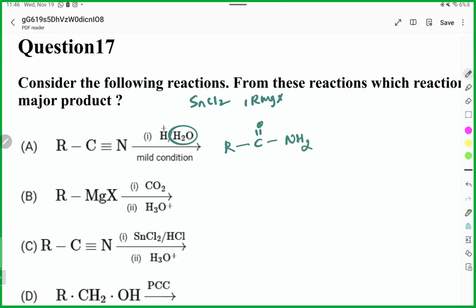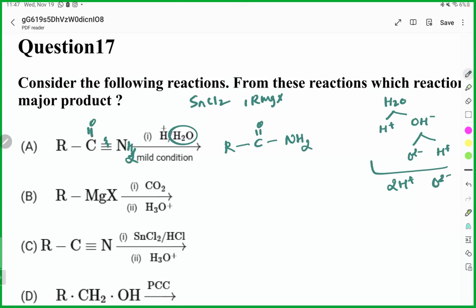Amide. How? This H2O will break down into H positive, OH negative. This OH negative again further break down into O2 negative and H positive. So ultimately you have two H positive and O2 negative. Same here. If you break two bond here, so oxygen added here, hydrogen added here. Any doubt? Simple addition of water, hydrolysis. Samarth, B. Sir, carboxylic acid.